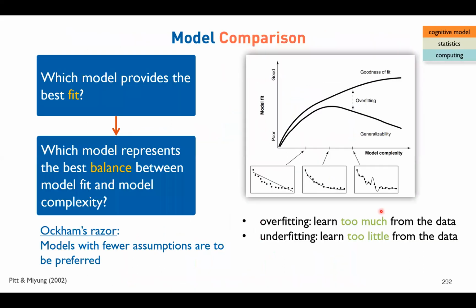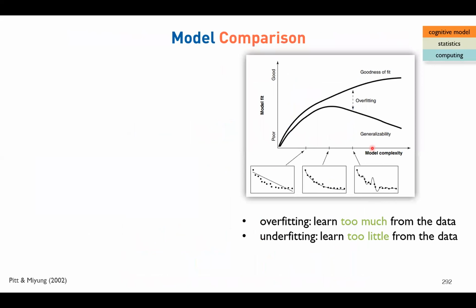So now we can go back to the previous slides. I show you this graph. On the x-axis is the model complexity, and on the y-axis is the model fit. There are two curves. One is the goodness of fit. From the plots I showed you earlier, as we increase the model complexity, we will always see an increased goodness of fit. However, if we are interested in generalizability, to see how the model could predict other new observations, we see that at the beginning, as we increase the model complexity, the generalizability is also increasing. But at some point there will be a drop because the model learns too much from the data.